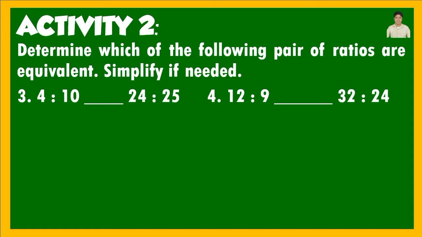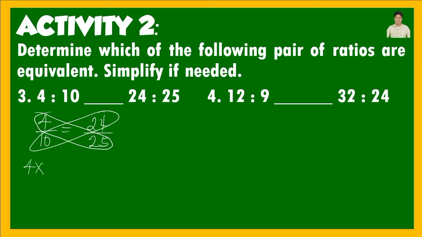Number 3. 4 is to 10 and 24 is to 25. 4 over 10 equals 24 over 25. So cross multiplication. That is 4 times 25 equals 10 times 24. So 25 times 4 first. 5 times 4, 20. So 0, carry 2. 2 times 4, 8 plus 2, 10. So we have 100.